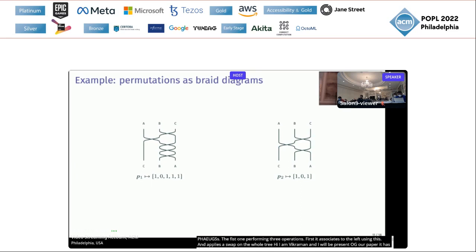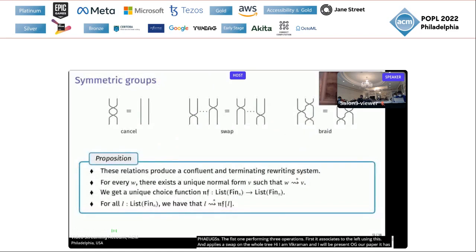What's the advantage of thinking about braid diagrams? Well, braid diagrams have a decidable equational theory. This comes from the theory of group presentations, where these relations between string diagrams can be used to generate symmetric groups, and symmetric groups give us all the permutations. So let me explain what the three relations are. Cancel says that if you have two transpositions next to each other, they cancel. Swap says that if I have a swap somewhere on the left and somewhere on the right, I can move them up and down. And then there's the braid relation, which says that, well, if you have these transpositions and there's a wire you can slide underneath freely, then you can do that and reduce the number of swaps.